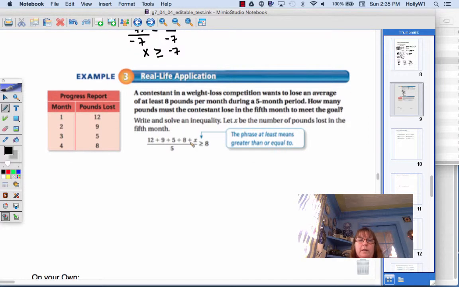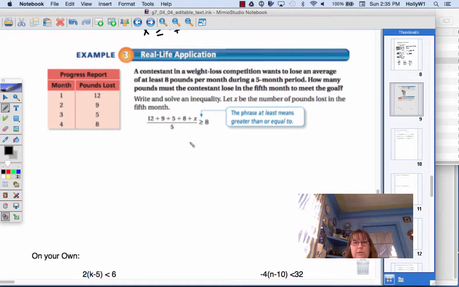Okay, here's our real life application. So a contestant in a weight loss competition wants to lose an average of at least 8 pounds per month during a 5-month period. How many pounds must the contestant lose in the fifth month to meet the goal? So if we're going to figure out what the average is, we have to add up all of the months, and this is the first month, the second month, third month, fourth month, and then we don't know what he has to lose during the 5th month, so that's x, and we're dividing by 5 because it's 5 months.